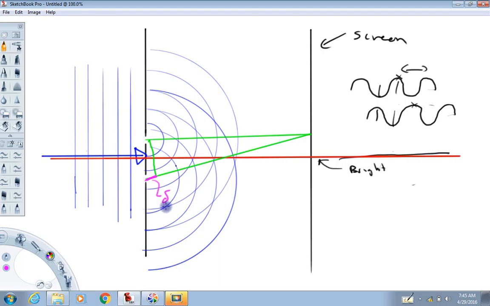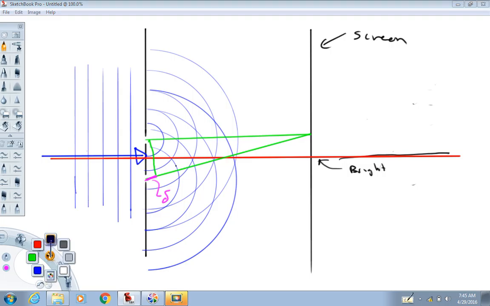And what's happening now is that when the path length is different, the waves arrive at this point in different phase relationships. So what I'm going to do here, I'm going to draw hopefully better waves here. Let me go back and redraw this. All right. So here is a wave.